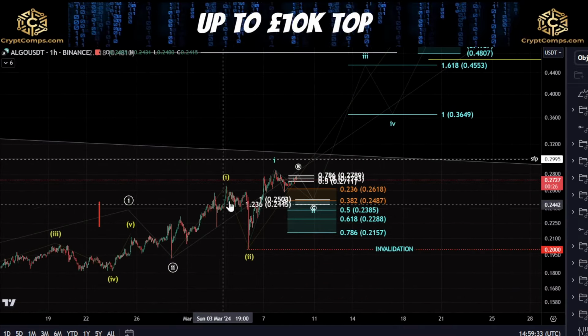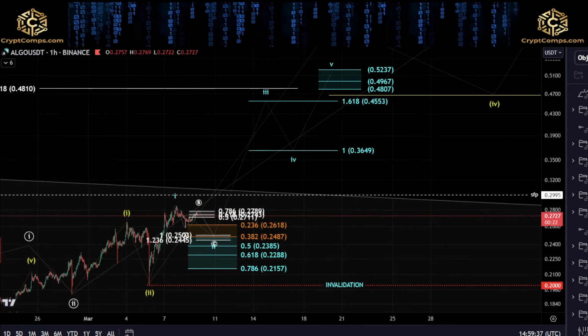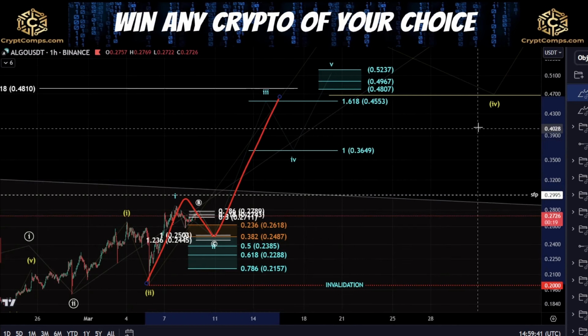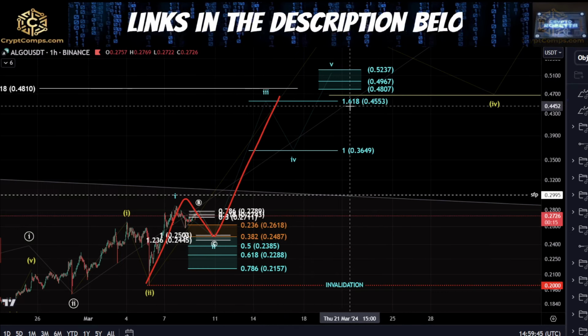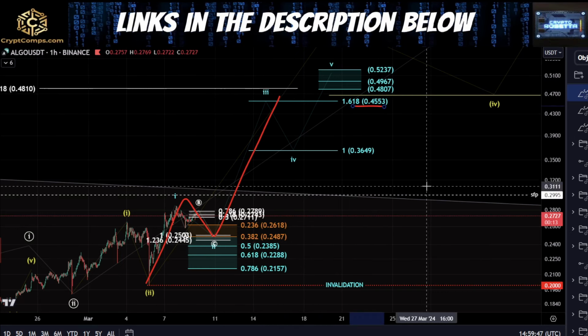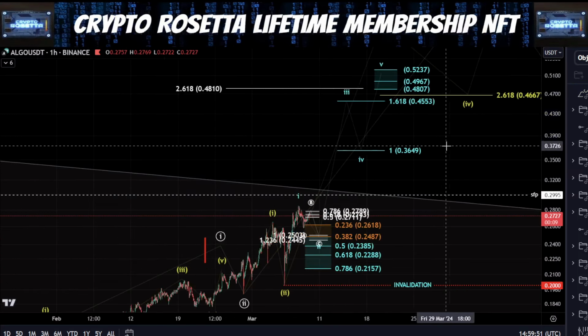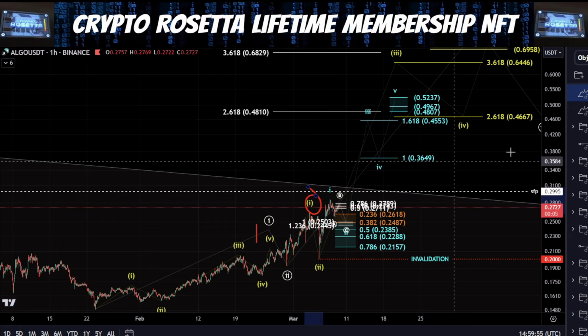Now, this is, like I said, looking for extension within these waves. What we then need to see is that this would need to find support here and then push to the upside here. Now, if we move down to this 0.382, the target would be this 0.4553. And then we'd be looking for further evidence of a 4th and a 5th. And this would then mean that all of this is within this yellow count here.